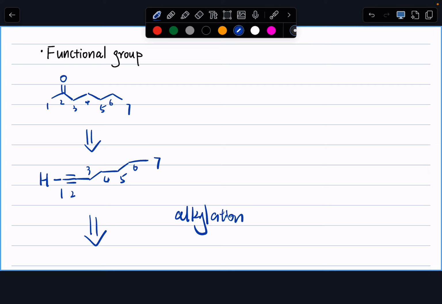want? Now we look at the selectivity. We're forming this ketone, so we're looking at the OH adding to the internal carbon 2. So this must be a Markovnikov selectivity. So for this reaction, we're looking at the acid catalyzed hydration of your alkyne.